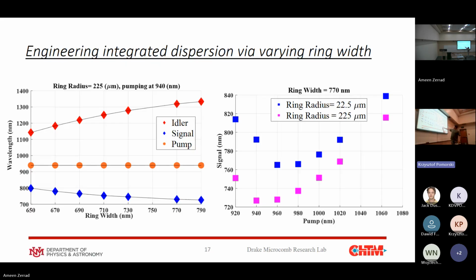So you can also tune your dispersion by playing with your pump wavelength, actually. That's another degree of freedom we have here, tuning our pump wavelength to adjust your dispersion. As you can see here, relative to the ring width, the ring radius offers coarse control of your signal frequency. So it's a coarse control of your integrated dispersion. So those are the knobs.